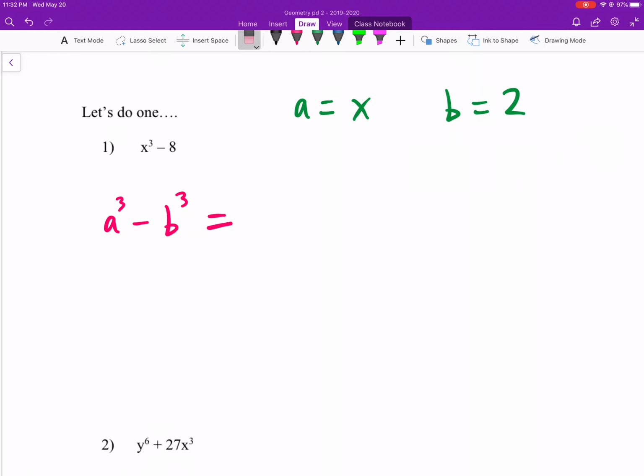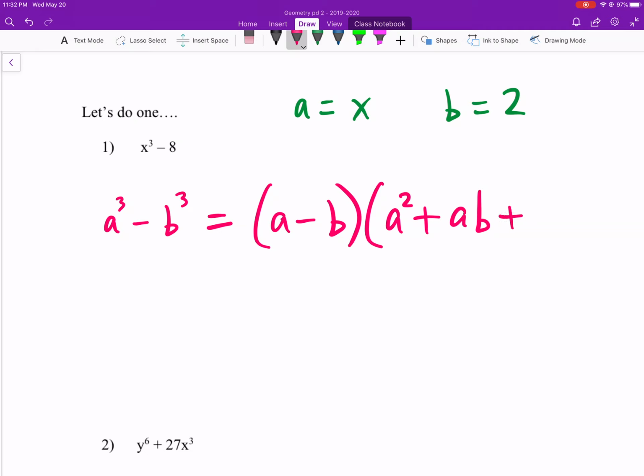Now the factored form of this, once again, you have to memorize this. It comes out to a binomial, a minus b, times a trinomial, a squared plus a times b plus b squared. And I'm going to be honest with you guys, I didn't memorize that just now. I'm copying it off another screen. So as you get started with this, you can just copy it down. But just know for a test in Algebra 2 or whatever, you have to memorize it.